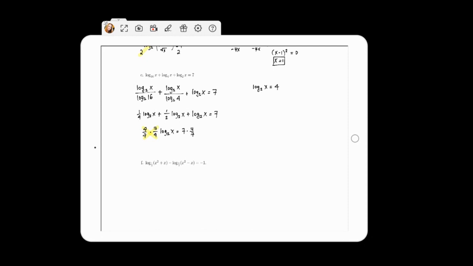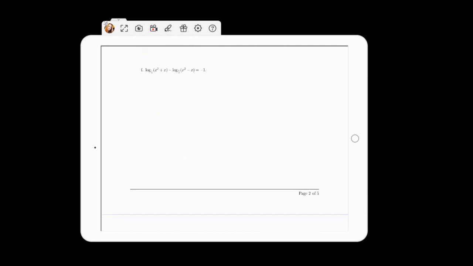And from there, I know that I can get rid of the log by taking 2 to the power on both sides. So I find out that x equals 2 to the 4th, which is 16. Just check and see. It's positive, so it's allowed to be plugged in. It's a real answer, not a fake answer. Okay, so now we know how to deal with different bases.